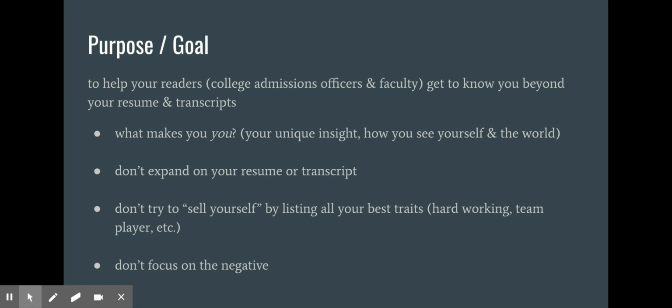Now, the flip side of this, you don't want to focus on the negative, right? And I think the first reading that I had for you today explains this a little bit better. Colleges don't want people who are just depressed or really negative, or blame others for their mistakes. So you don't want to focus on the negative either. We'll talk more about that later on.